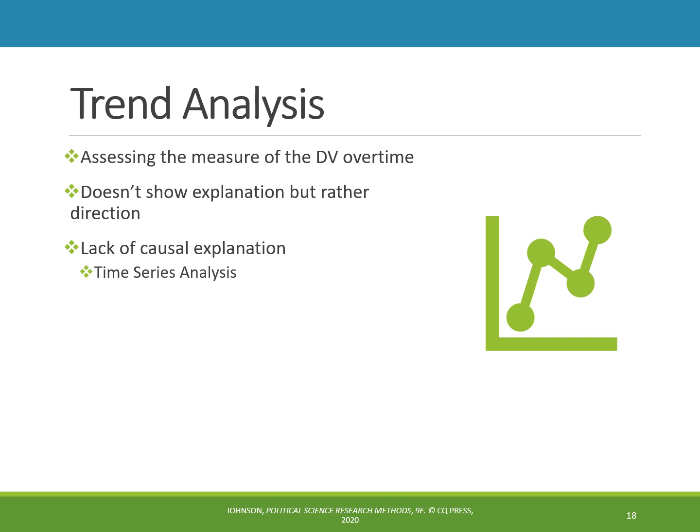The final type of analysis we're going to talk about in chapter 9 would be the trend analysis. Using trend analysis is something that you're probably super common and familiar with if you ever read a report of any kind. In trend analysis, we're assessing the measurement of the dependent variable over time. So in our example, the dependent variable would be income. We just want to look at the trend for a group of people over time.